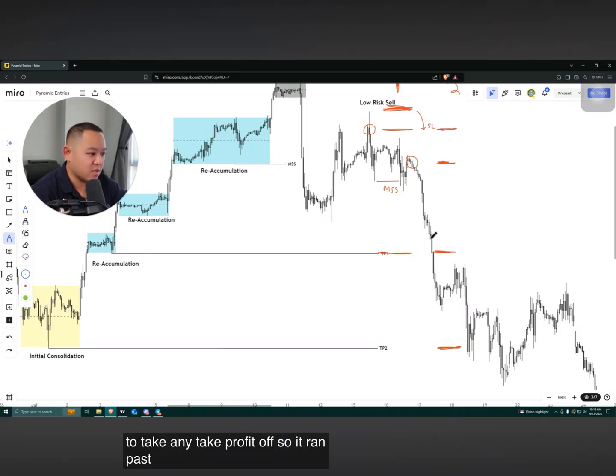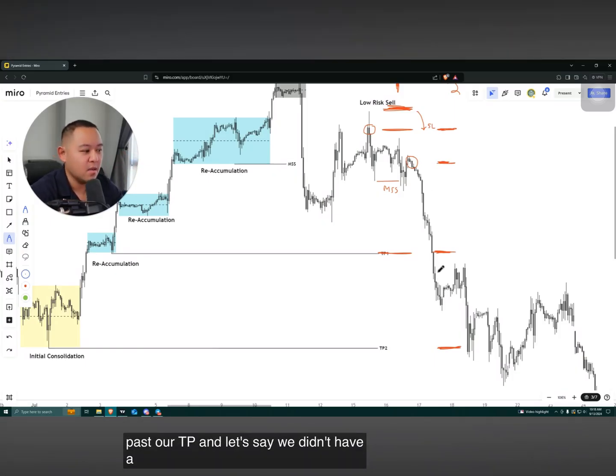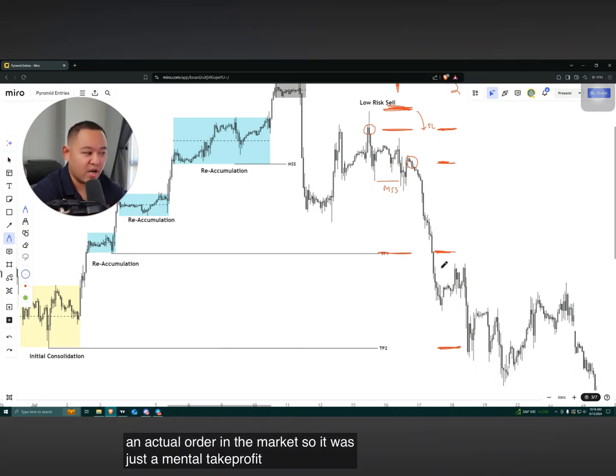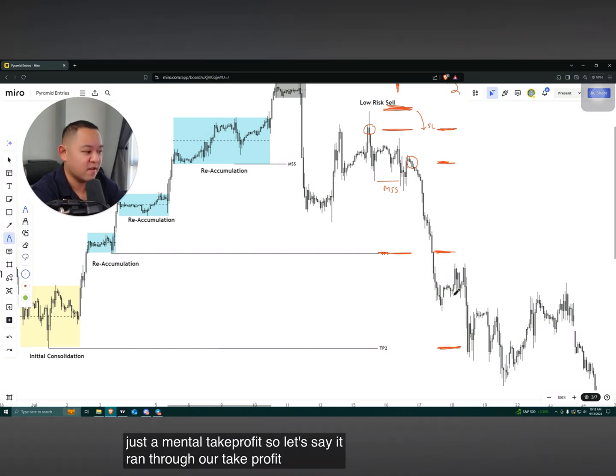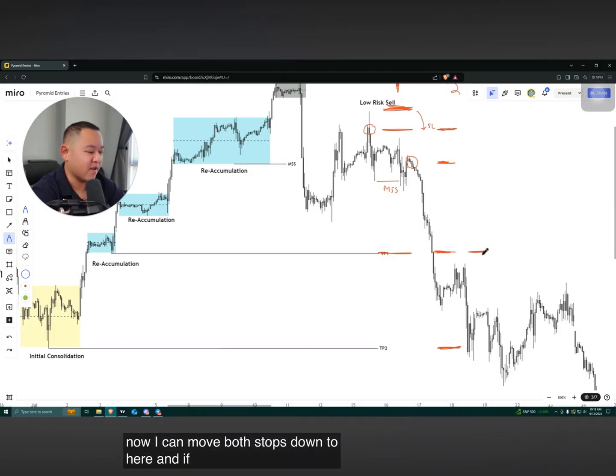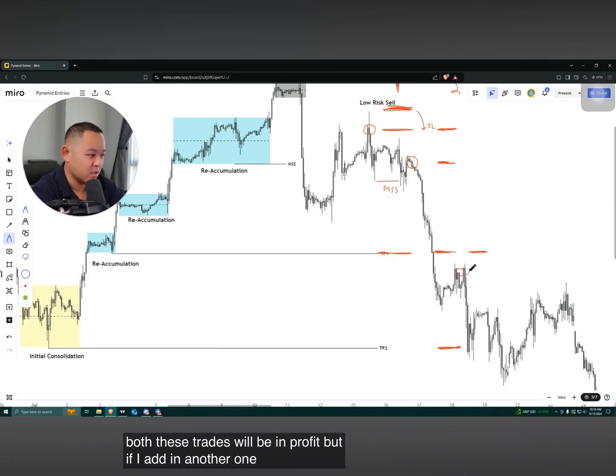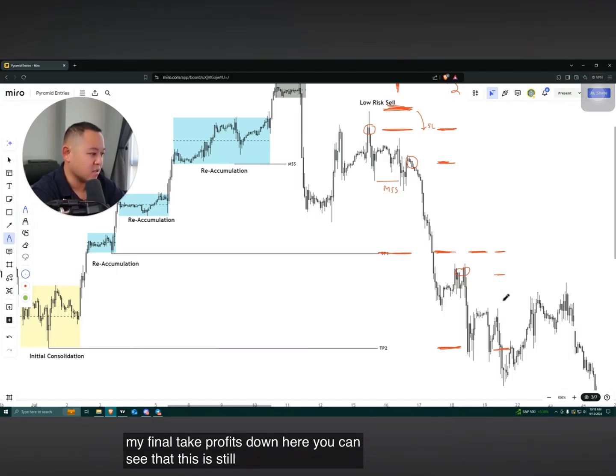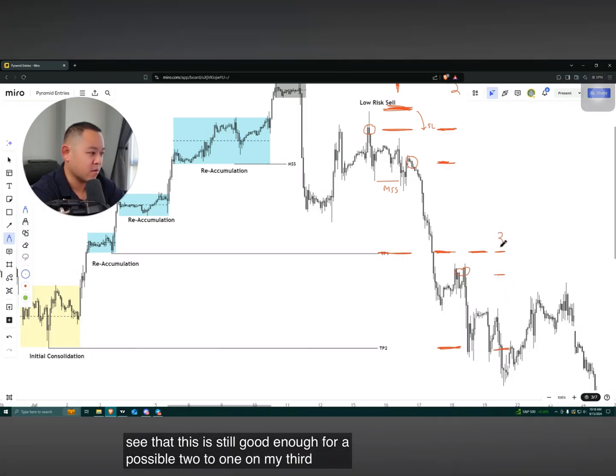And let's say we didn't want to take any take profit off. So it ran past our TP, and let's say we didn't have a mechanical take profit in place, like an actual order in the market. So it was just a mental take profit. So let's say if it ran through our take profit level and we still have both our positions on, well, now I can move both stops down to here. And if I get stopped out, right, both these trades will be in profit, but if I add in another one in here, put my stop loss here, right, my entry here, then my final take profits down here, you can see that this is still good enough for a possible 2-to-1 on my third entry.